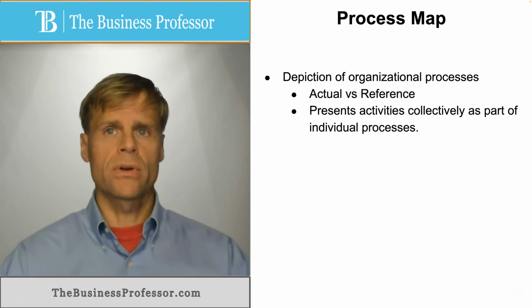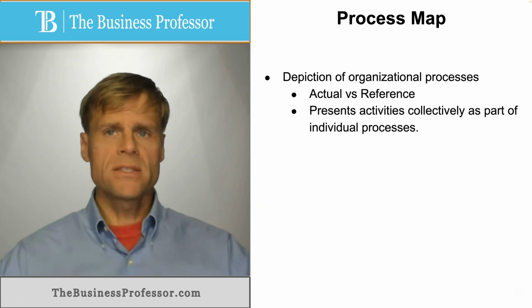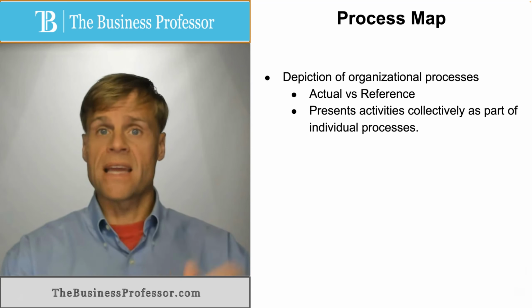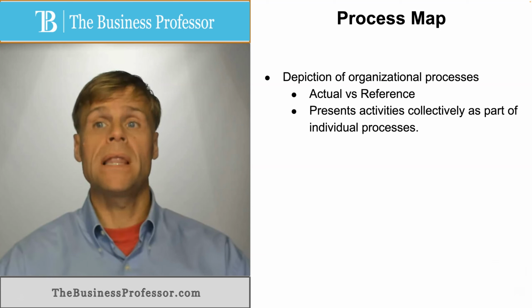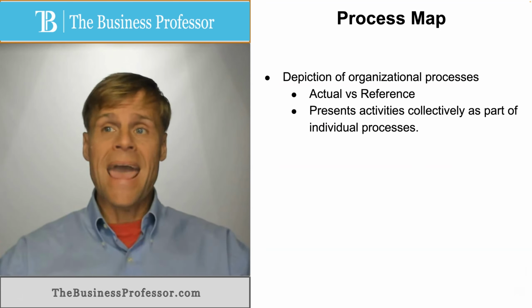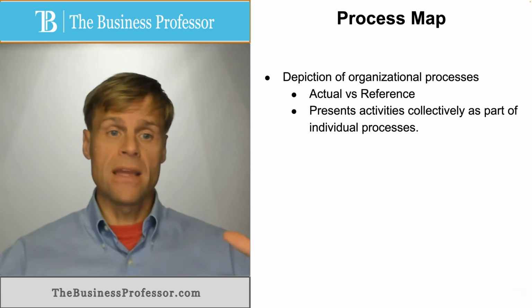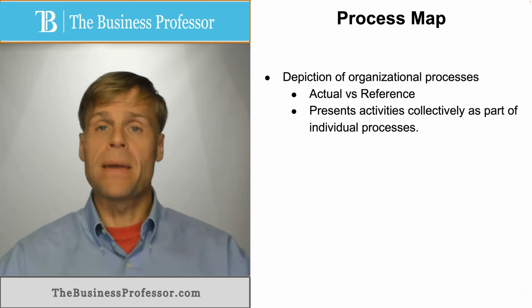Oftentimes you'll hear the word a reference map or a process reference model. So the map generally tends to be the way things actually are, where a model tends to be referent, or how they should be, how it's planned. But regardless, the map presents the common activities collectively with the individual process that makes it up.